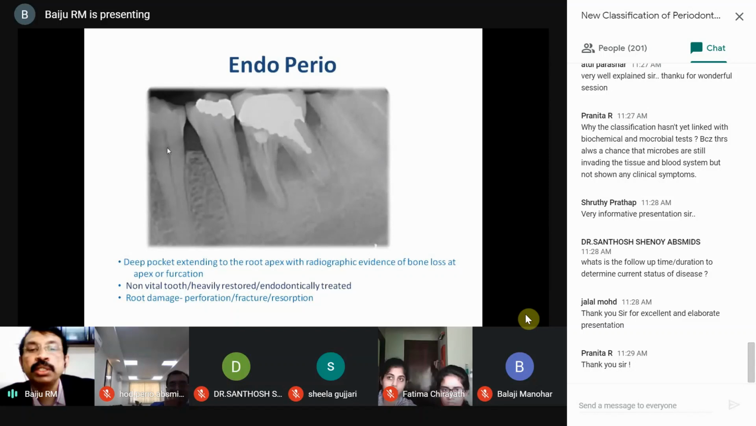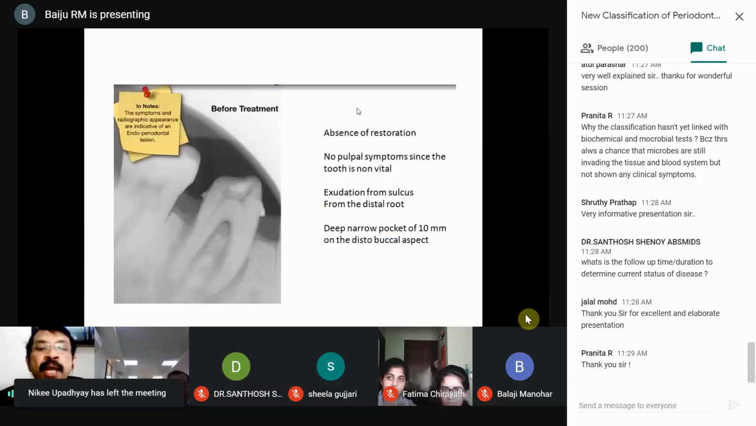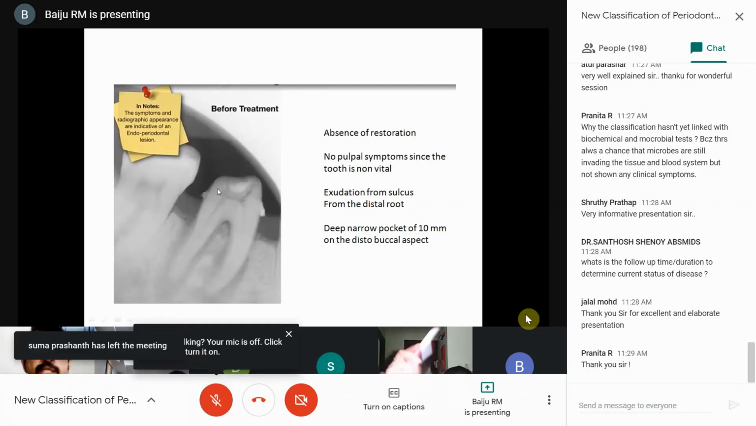When you scan the other sides, they are not affected. So definitely you can say that the patient is having some endodontic intervention. And there can be other instances where there are no restorations. There is no restoration of the tooth. There are no pulpal symptoms because the tooth is normal.